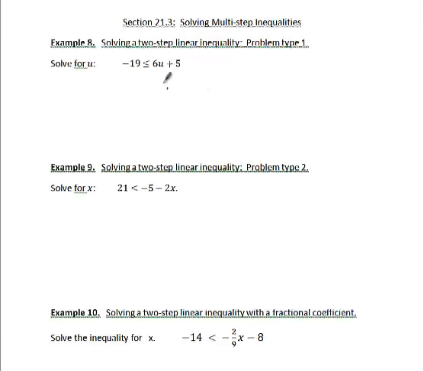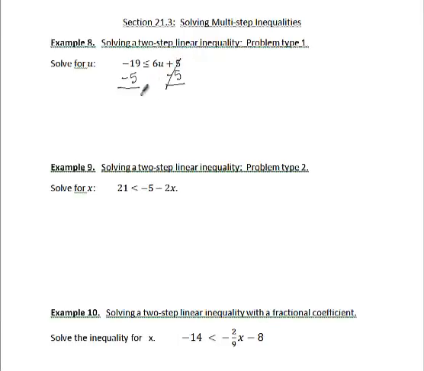Example 8, a two-step inequality. We have 6u plus 5, and just like an equation, we want to get the variable by itself. So with the 6u plus 5, we have two numbers to get rid of. We start by getting rid of the 5. So we do the opposite and subtract 5 from both sides. Here we started with a plus 5, so we subtract 5.